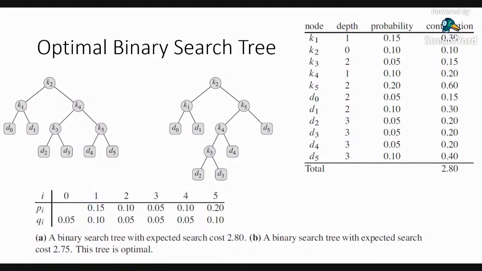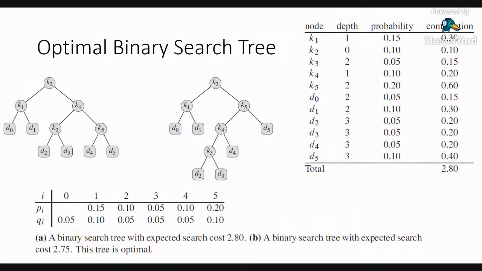What is the relationship? If you draw the in-order traversal of this, then you will get a sorted sequence K1, K2, K3, K4, and K5. Okay, so these are the searching probabilities p_i. p_i is nothing but the searching probability of the ith key. So the searching probability of K1 is 0.15. The searching probability p2 of K2 is 0.1, and so on.